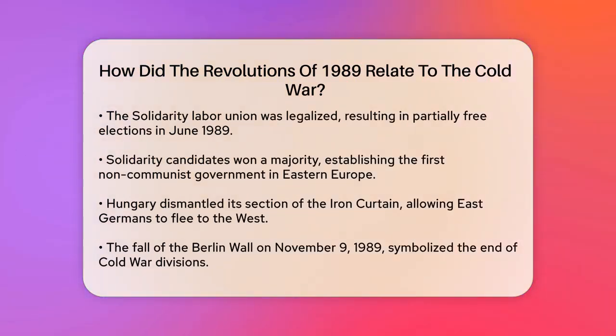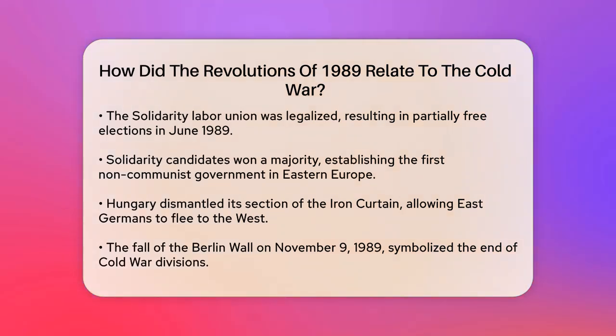Around the same time, Hungary began dismantling its section of the Iron Curtain, the physical barrier that separated Eastern and Western Europe. This move allowed thousands of East Germans to escape to the West through Hungary and Austria, creating a chain reaction that destabilized other Eastern European communist regimes.